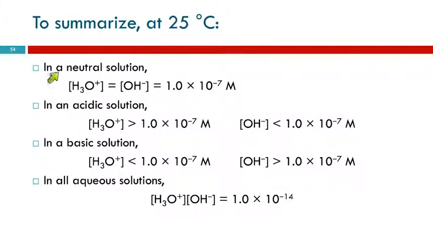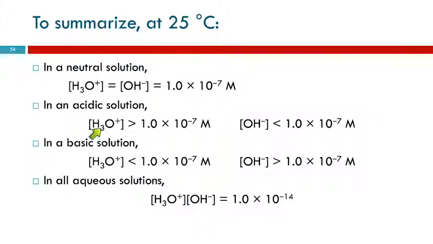So in a neutral solution, the hydronium ion concentration is equal to the hydroxide ion concentration, which is 10 to the minus 7. If we add acid to the solution, that's going to cause the hydronium ion concentration to go up, right? Because acids produce hydronium ion. The hydronium ion goes up. If the product of these two is always the same, and this one goes up, the other one has to go down.